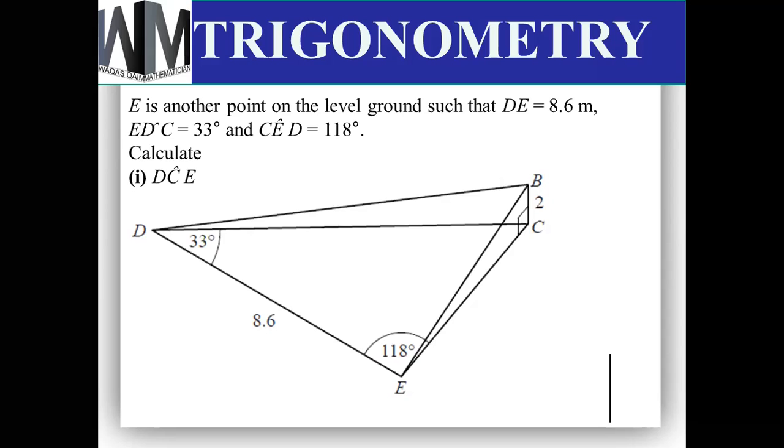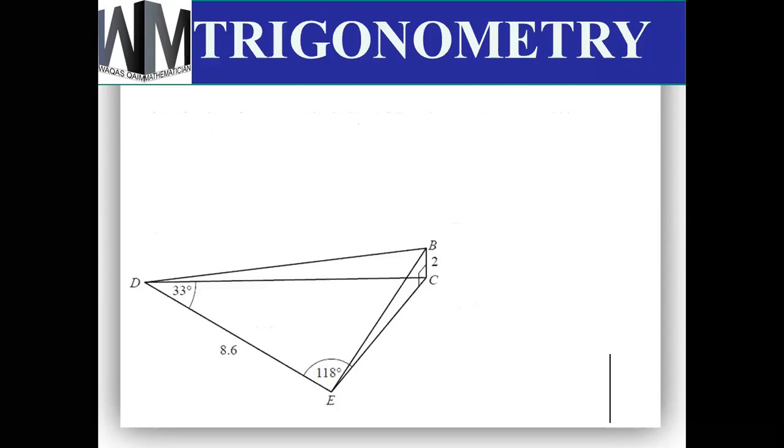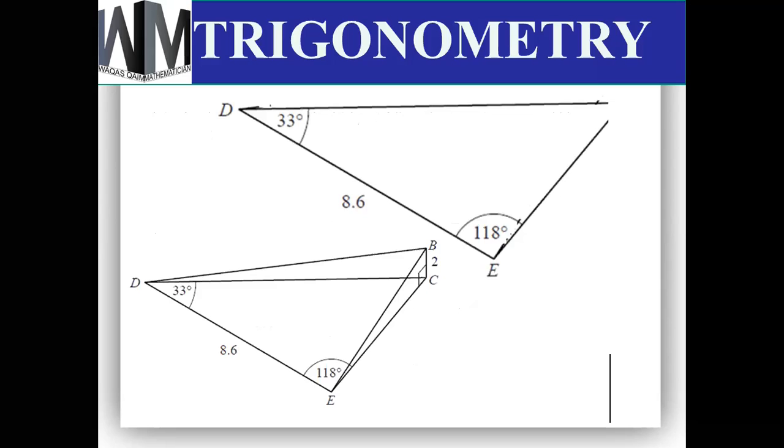For calculating the size of angle DCE, we are taking the triangle DCE. In this triangle DCE, one angle of 33 degrees is given, the second angle of 118 is given, and we are going to find the third angle. That can be easily calculated by subtracting the sum of the other two angles from 180 degrees, which is 29 degrees.